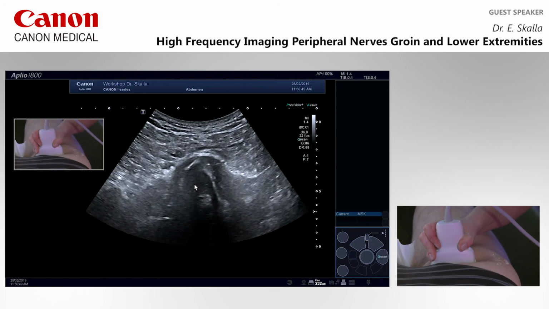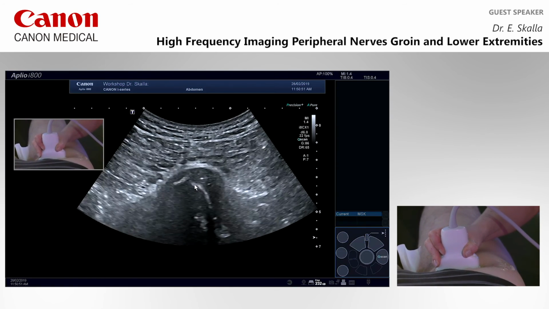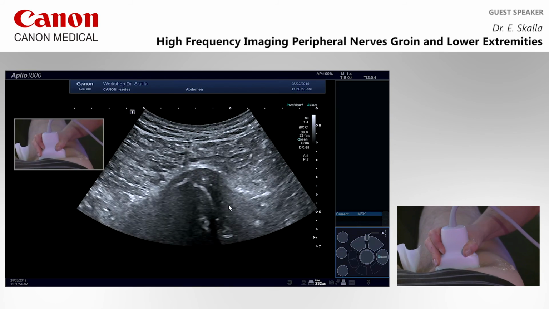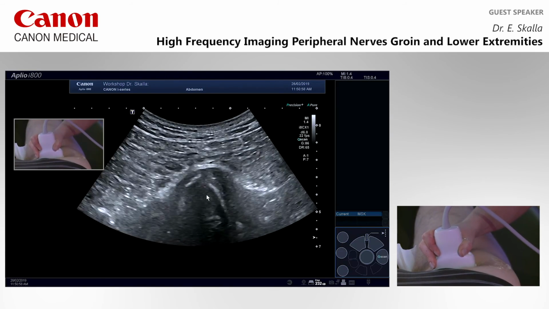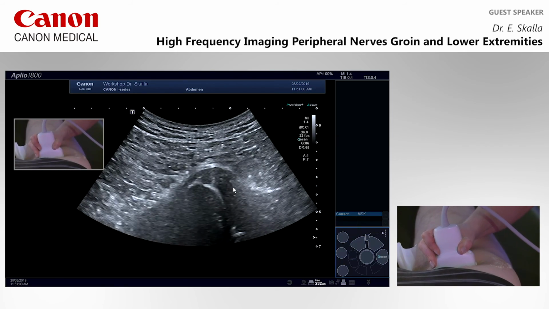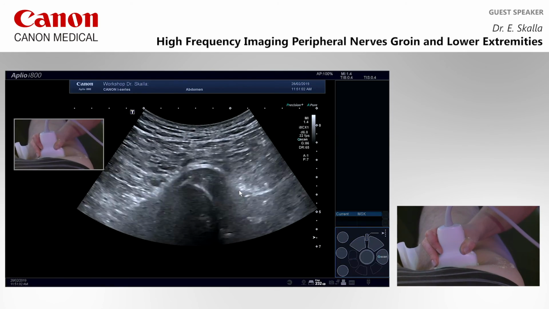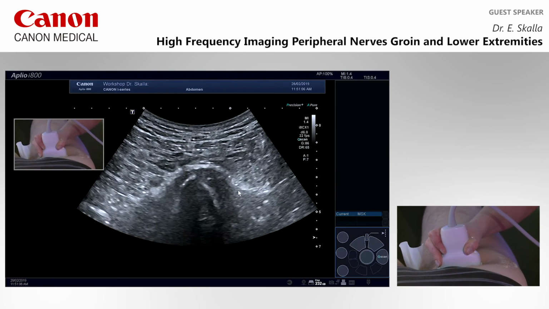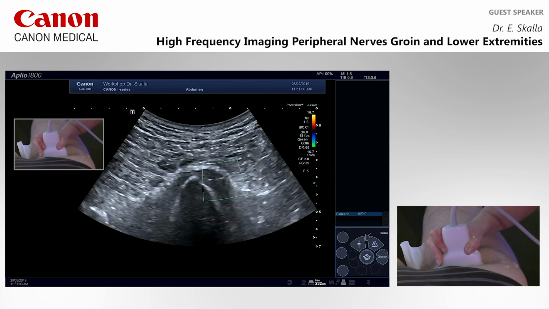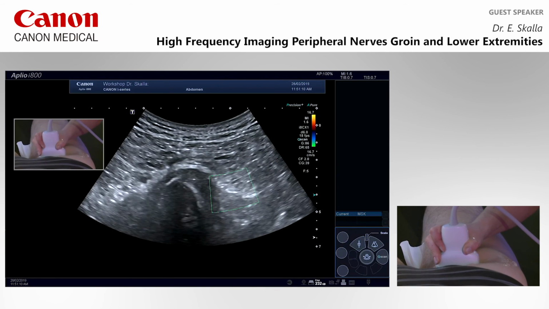And this is the structure I've told you, this waterfall sign. Here, around the ischial tuberosity, just a little bit proximal to it, you see this dark muscle, the obturator internus muscle, and then we can try to get the pudendal artery.